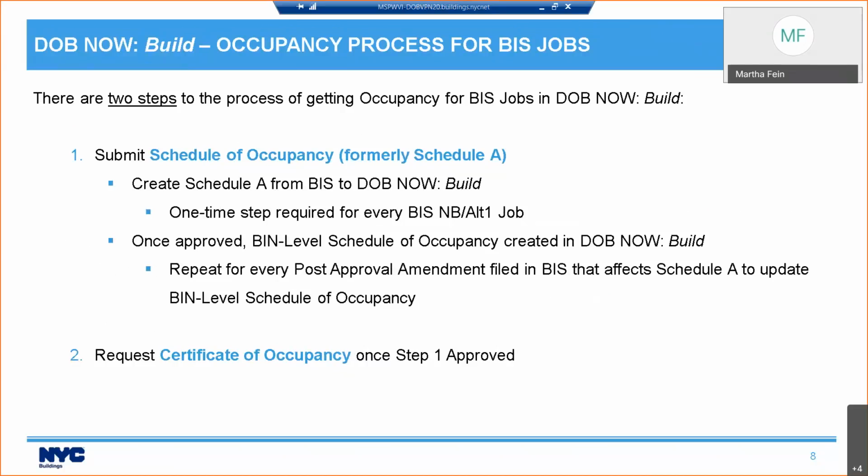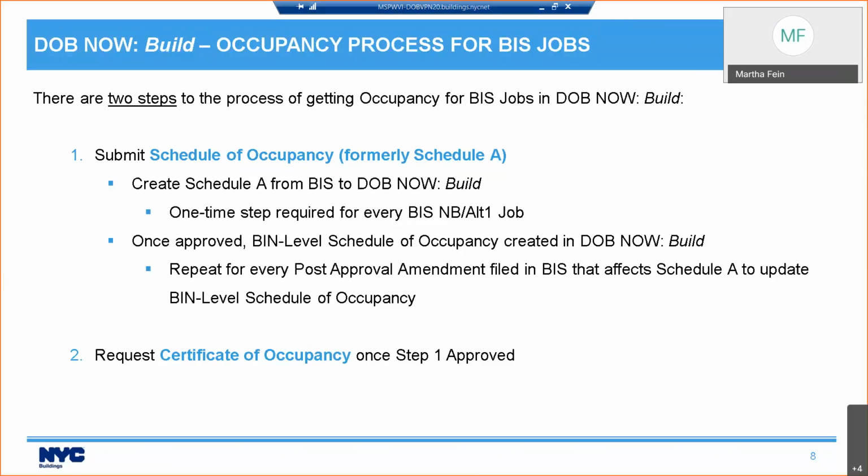The first thing you need to do is to submit your Schedule of Occupancy. And what you're going to do is your Schedule A that was approved in BIS, you're going to need to create a schedule of occupancy using that information in DOB NOW: Build. And this is a one-time step, but it is required for every BIS new building or Alt-1 job.